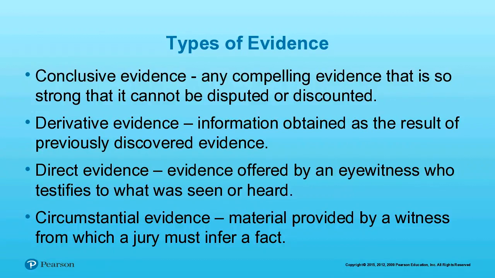Circumstantial evidence is material provided by a witness from which a jury must infer a fact. Going back to Roof again, he wrote his mother a letter that was found when they arrested him, and in that letter he said, "I'm sorry for what I did, but I had to do it." Also, another example would be a handgun application, where he had applied for a handgun 2 months prior, before the killings, for the exact same type of gun that was used in the shooting.